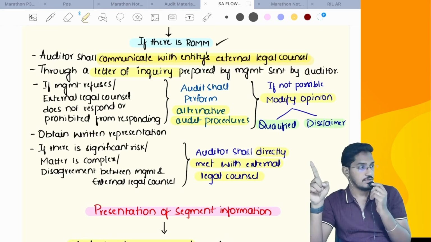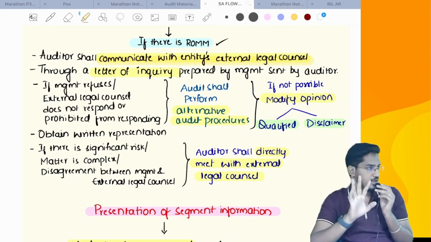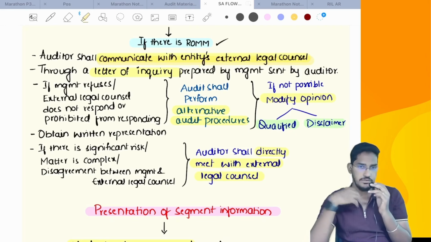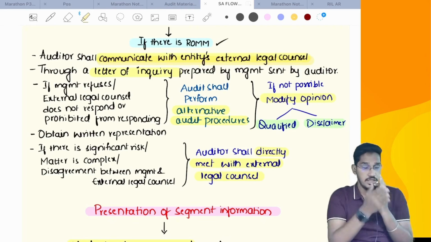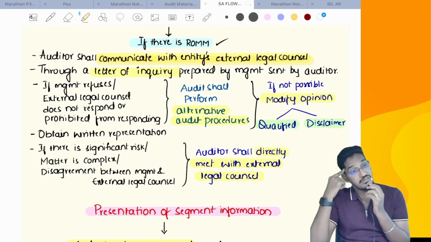Now, after you have sent the letter of inquiry, two things can happen. One, what is the first one? The entity's external legal counsel has communicated. He gave the reply. Now we will analyze the reply. On the basis of that, we will form the conclusion. So this audit will proceed normally.